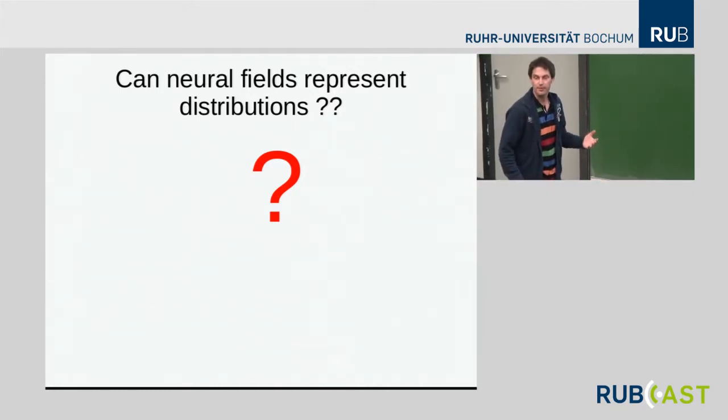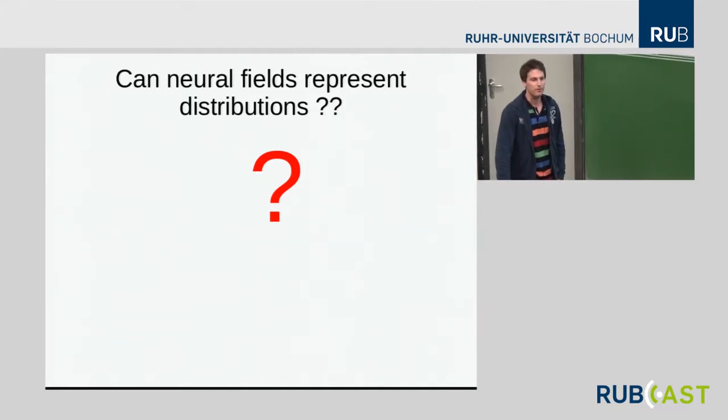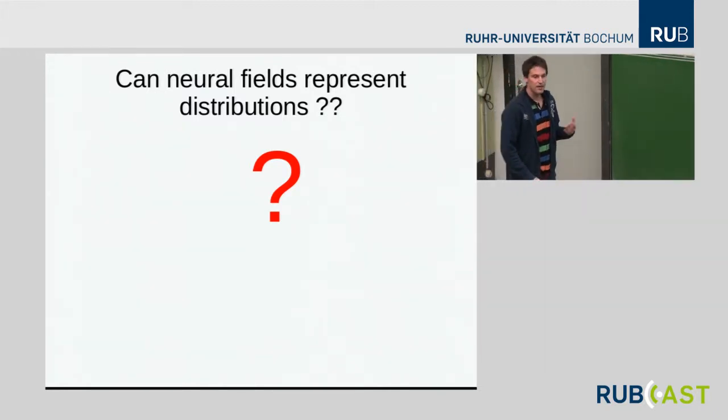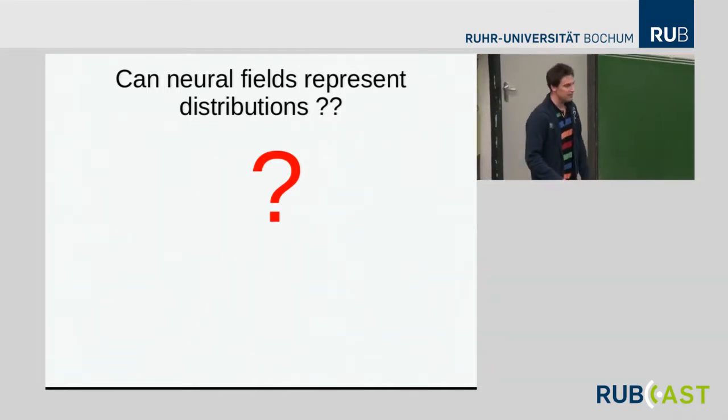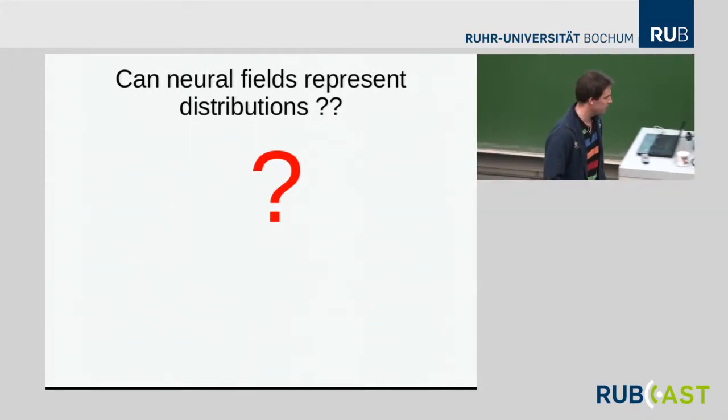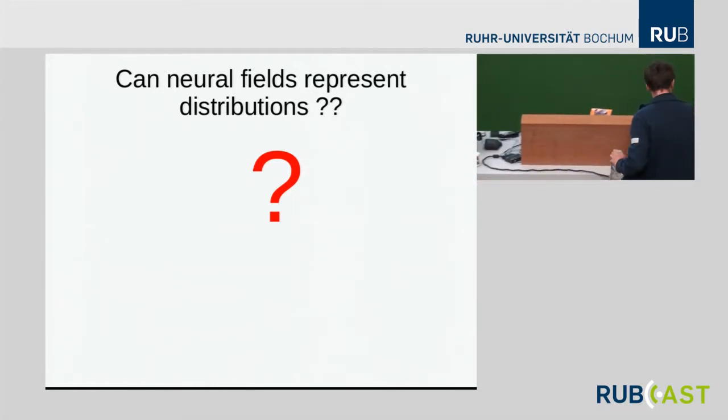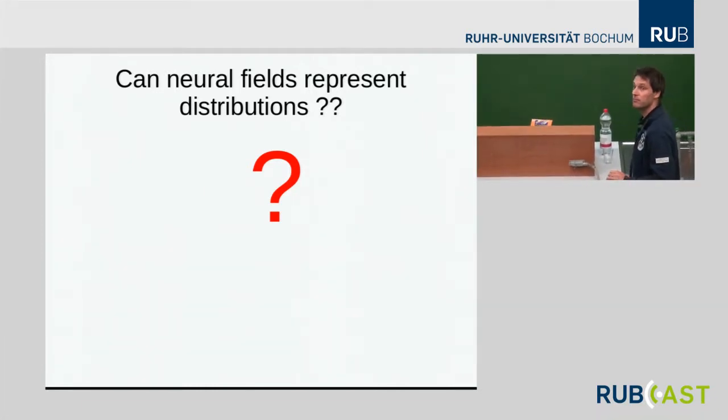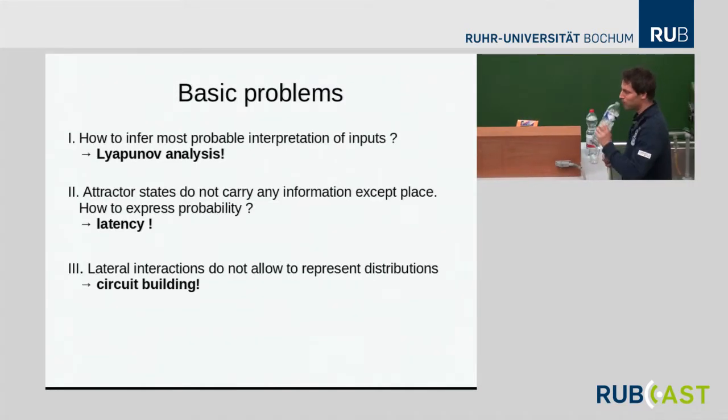Neural fields, when the model was proposed in the 70s, were considered to be a generic model of the function of cortical layers. So if one function of cortical layers is to somehow approximate the integration of probabilities, then neural fields should in some way be able to do this. And the question is, is this true? Is our model complete enough? Can neural fields actually represent probability in some way? And this is what I'm going to talk about.